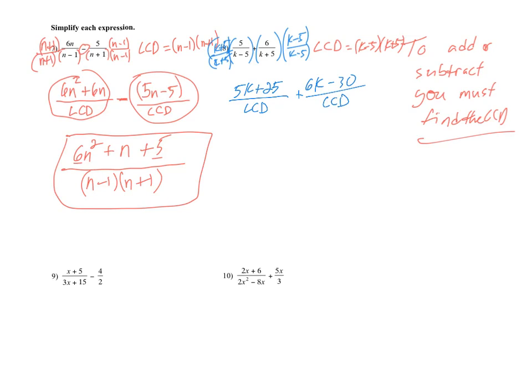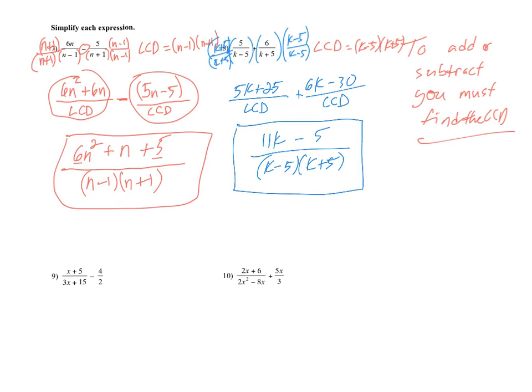5k plus 6k is 11k. 25 plus negative 30 is minus 5, over k minus 5 times k plus 5. Okay, nothing factors out of the numerator where we could cancel with the denominator, so we're done. And all these on this page just say simplify each expression, so we don't have to look for restrictions on the variable. Okay, so number 9, this one.